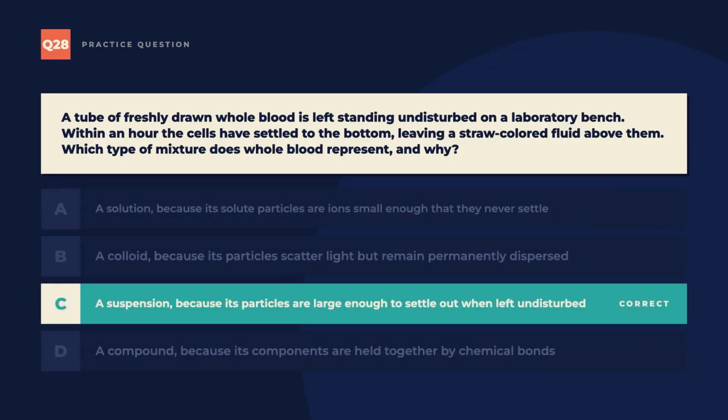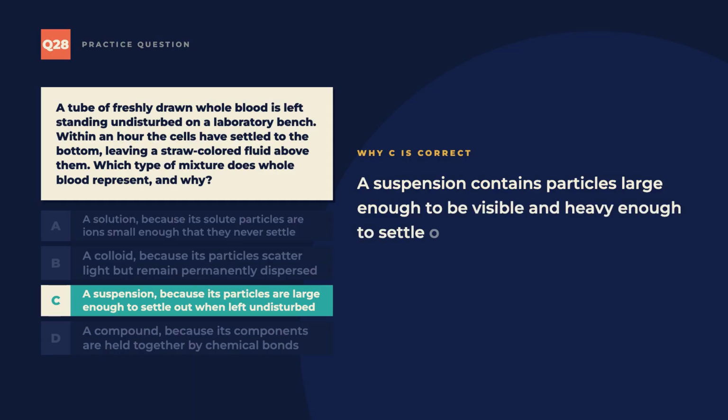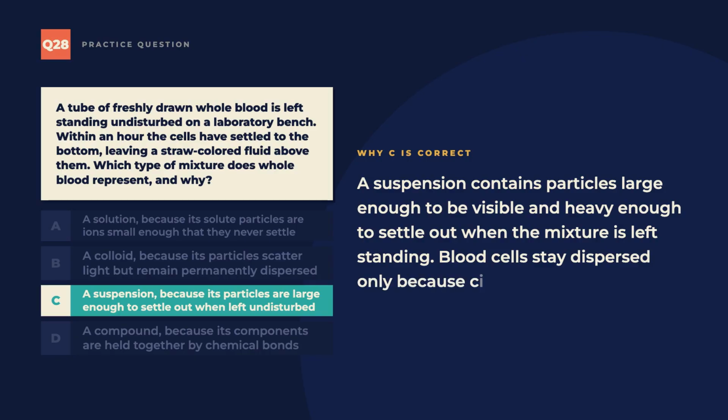The correct answer is C. A suspension, because its particles are large enough to settle out when left undisturbed. C is correct because a suspension contains particles large enough to be visible and heavy enough to settle out when the mixture is left standing. Blood cells stay dispersed only because circulation keeps the blood in constant motion.